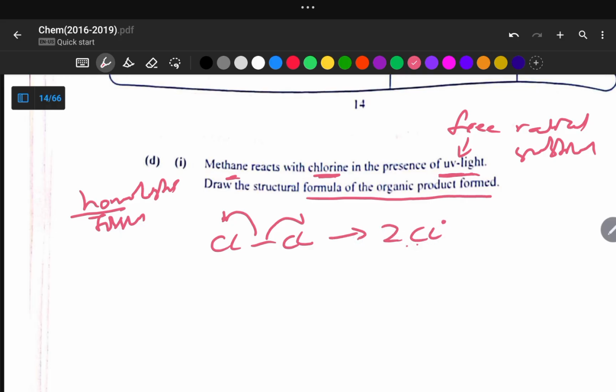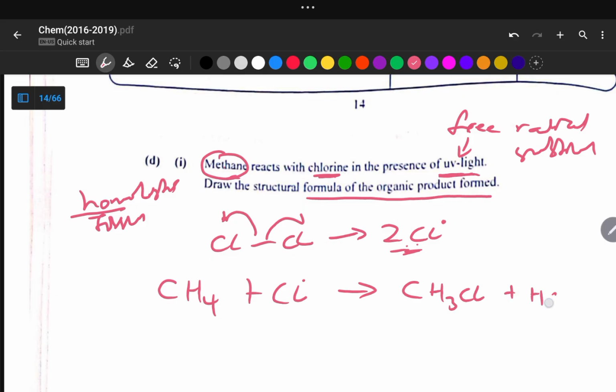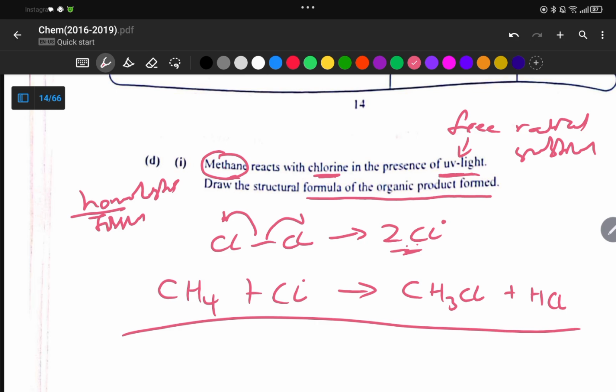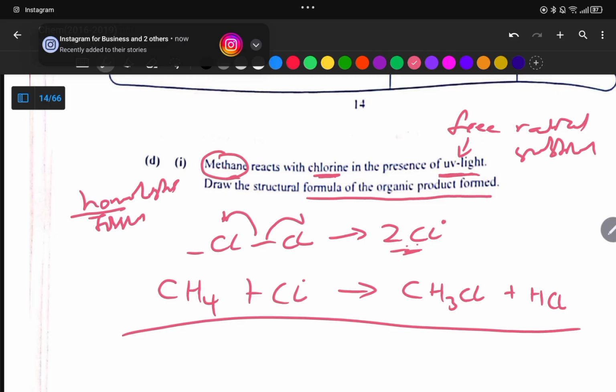These radicals are very, very reactive. So they are the ones which are going to react with methane. So you're going to have CH4 plus the radical to give us CH3 radical plus hydrogen chloride. So this is the reaction we are simply going to have. Are we together? We have this reaction in stages: the initiation stage, the propagation stage, and then the termination stage.